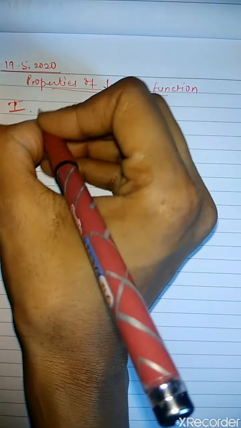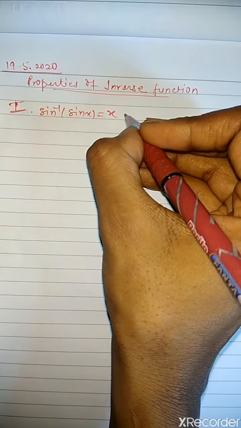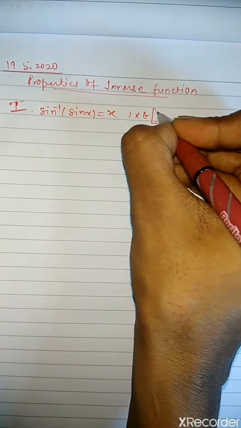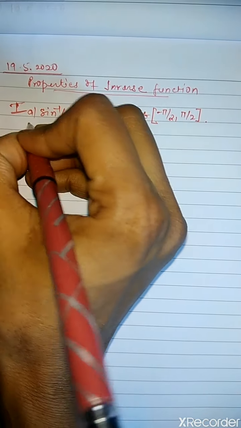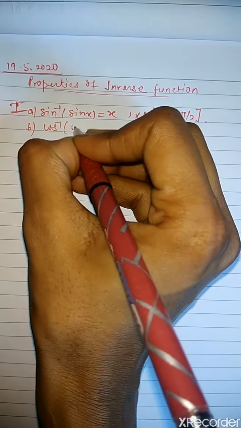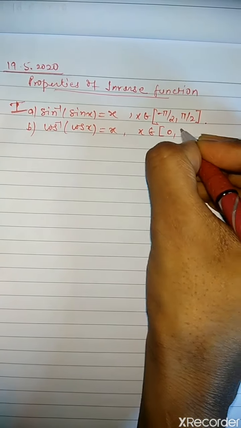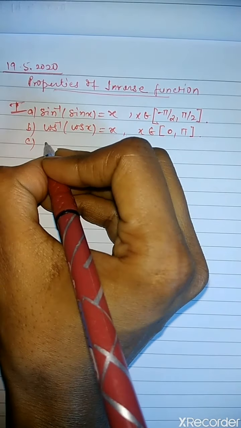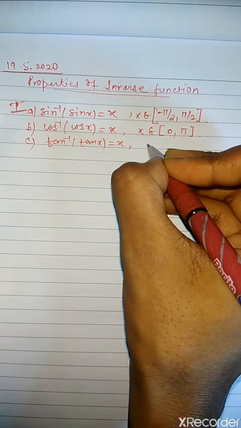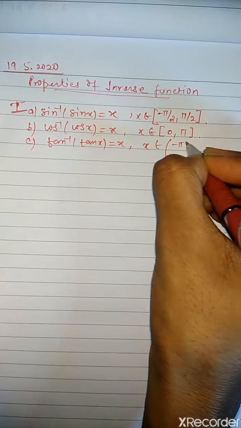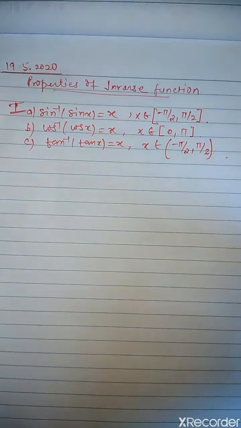In this, sine inverse of sine x is equal to x for all x belonging to the closed interval minus pi by 2 to plus pi by 2. Next is cos inverse of cos x equals x for all x belonging to 0 to pi. And the third one is tan inverse of tan x equals x for all x belonging to minus pi by 2 to plus pi by 2.